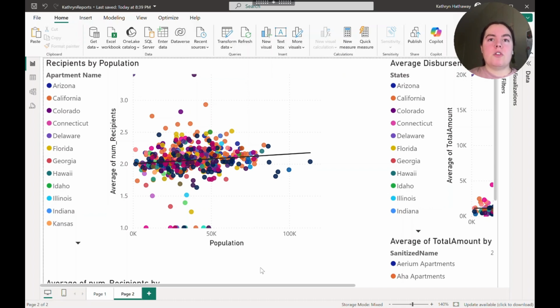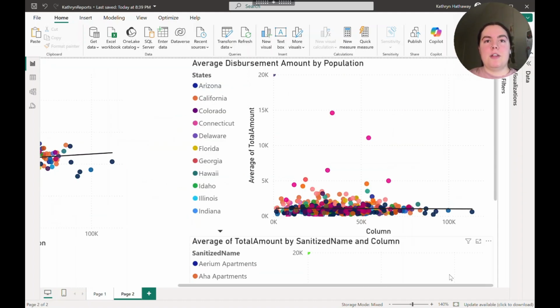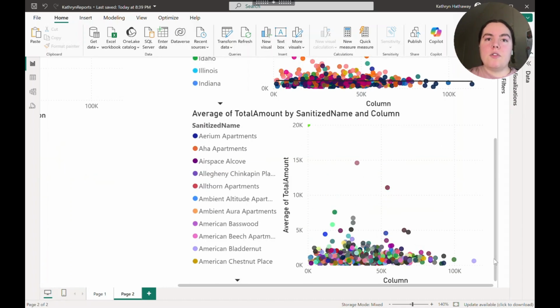The first correlation graph was the relationship between population and number of recipients. This shows the number of recipients for each apartment complex with a legend for state. The next visualization is a similar format, however it shows the relationship between population and the average total disbursement amount. This was primarily created to verify a lack of relationship. The visualization shown here shows the same relationship, but is based on the apartments rather than state.